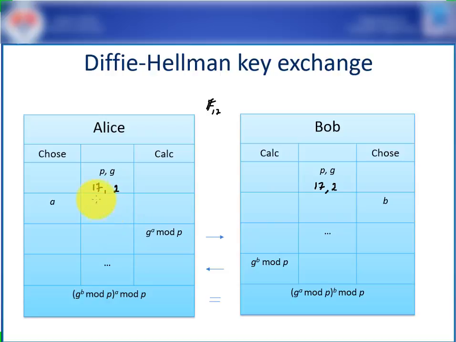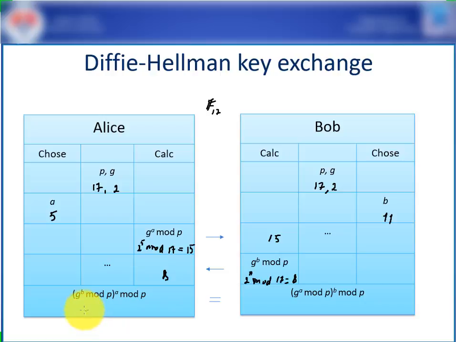Now both Alice and Bob need to choose some natural numbers A and B. So suppose that Alice chose her A to be equal to 5 and Bob chose the number 11. So here we need to calculate 2 to power 5 mod 17, which is equal to 15 modulo 17. So Bob calculates the value of 2 to power 11 modulo 17, which is equal to 8. And this 8 goes to Alice.